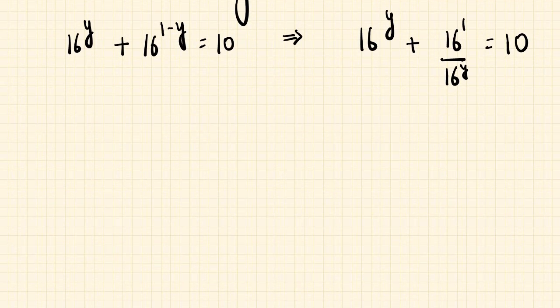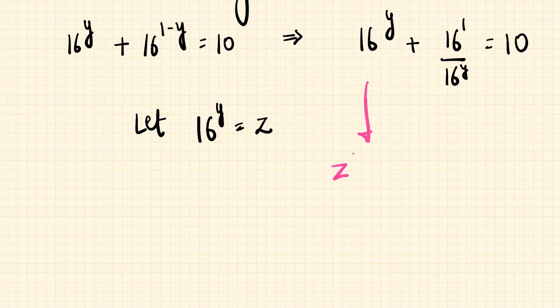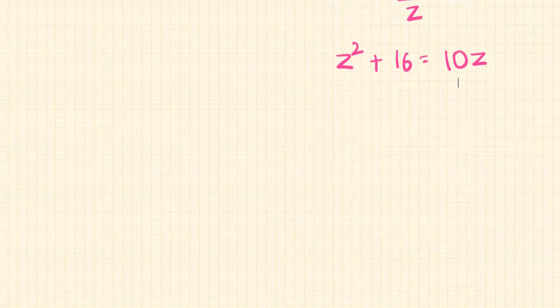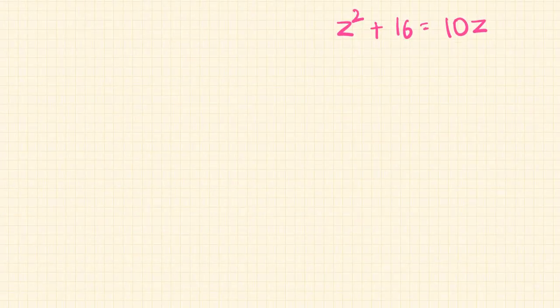And here, again, let 16 power y be z or c, whatever you call it. So the new equation we have is z plus 16 over z, as it is here, equals 10. Making sense? Okay. Now z square plus 16 is equal to 10z. I hope you all know how I got this step. And now I can actually see this is a proper quadratic.